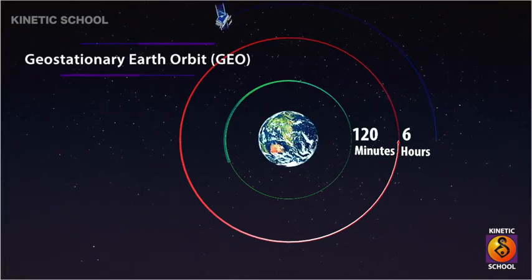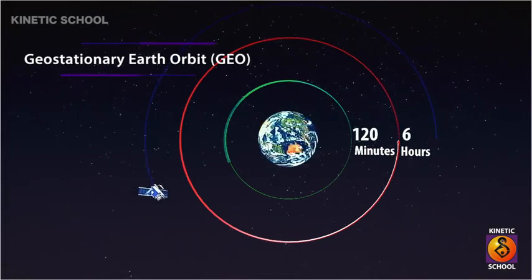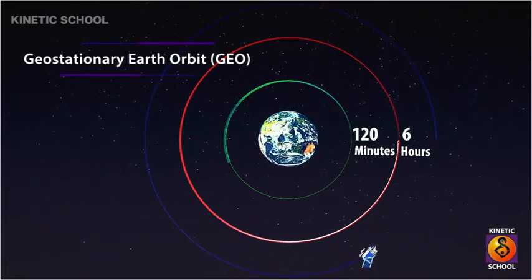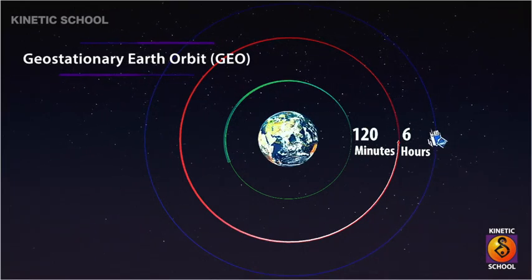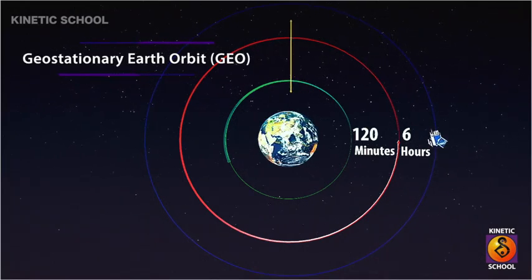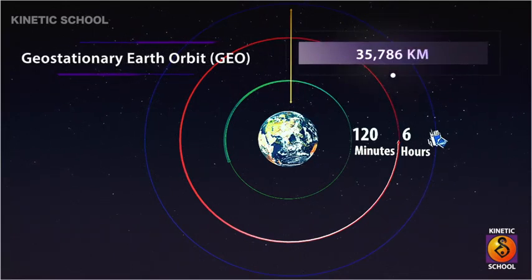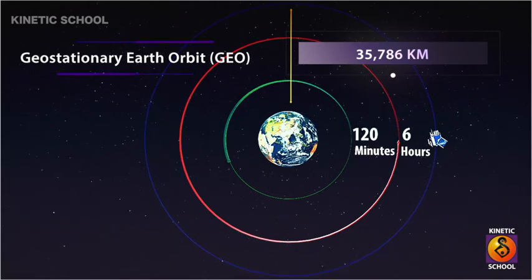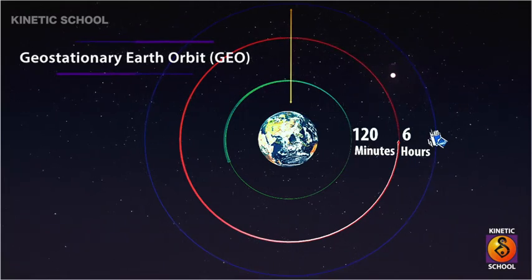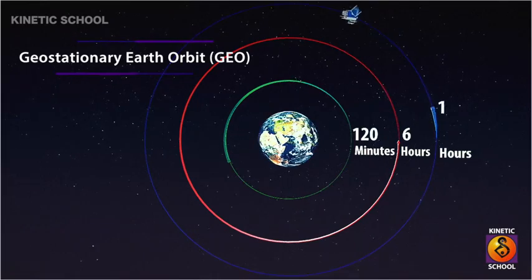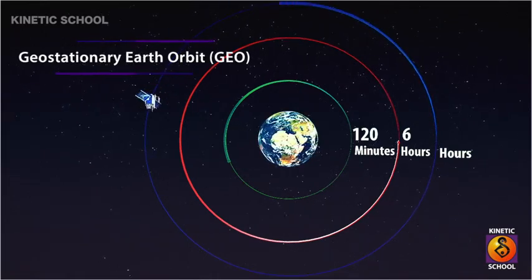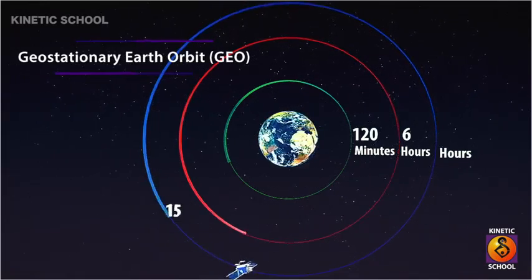Geostationary Earth orbit. A geostationary satellite is an Earth-orbiting satellite. It is placed at an altitude of approximately 35,786 kilometers directly over the equator, and revolves in the same direction the Earth rotates, that means west to east. This satellite takes 24 hours to orbit the Earth.